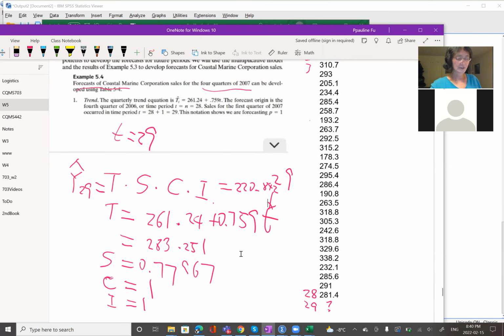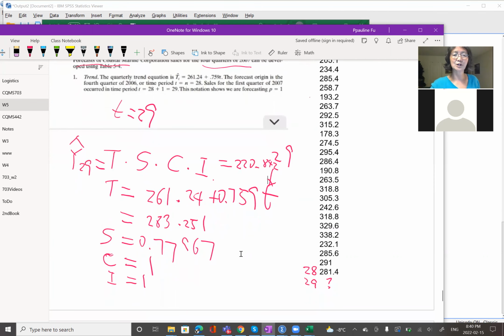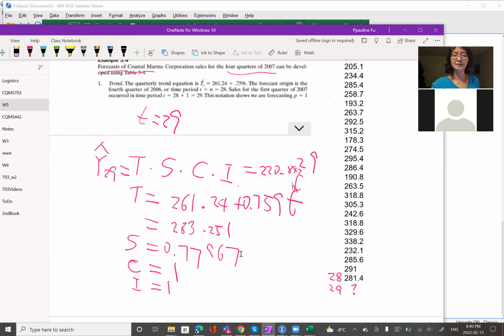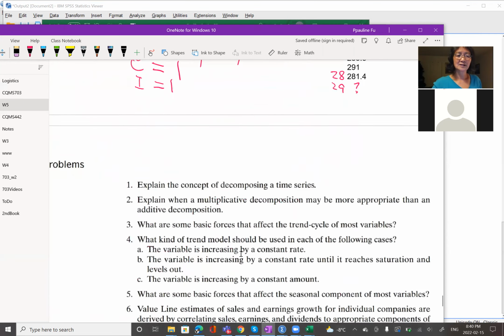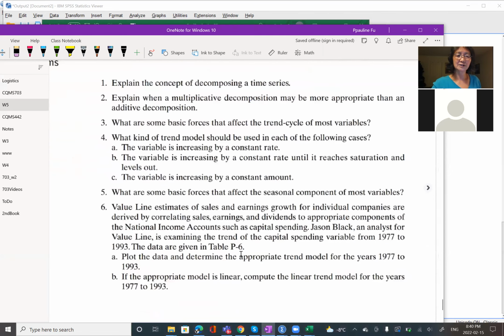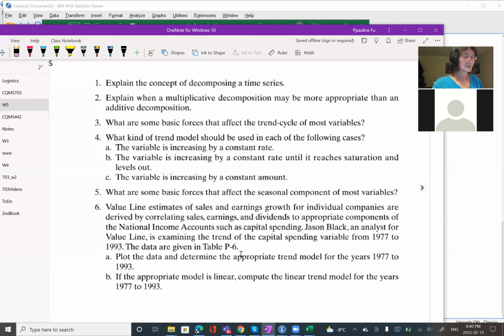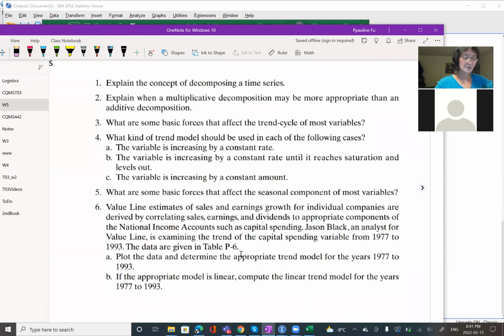All right, so that concludes our presentation for chapter 5: the examples, the concept, and the techniques. Next, let's do some problems from the textbook. It is question 1. Explain the concept of decomposing. Why do we need decomposing?